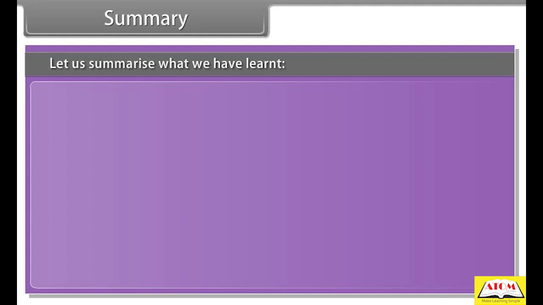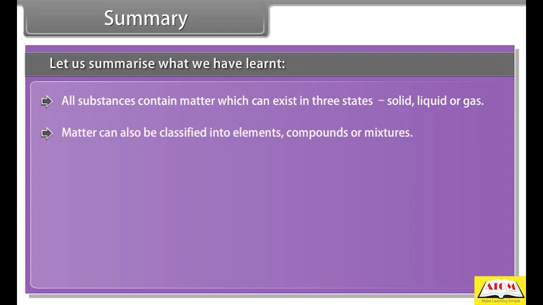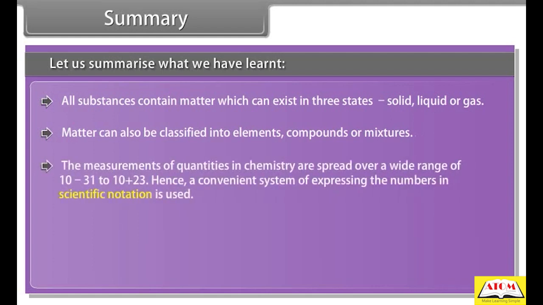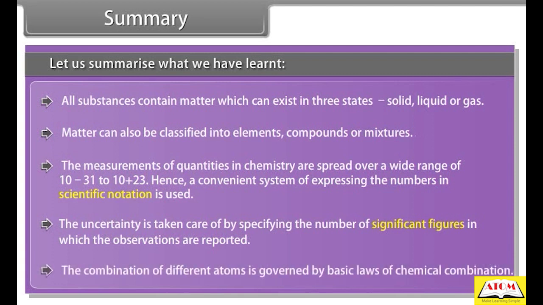Summary. Let us summarize what we have learned. All substances contain matter which can exist in 3 states: solid, liquid, or gas. Matter can also be classified into elements, compounds, or mixtures. The measurements of quantities in chemistry are spread over a wide range of 10 to the power minus 31 to 10 to the power plus 23. Hence, a convenient system of expressing the number in scientific notation is used. The uncertainty is taken care of by specifying the number of significant figures in which the observations are reported. The combination of different atoms is governed by basic laws of chemical combination.